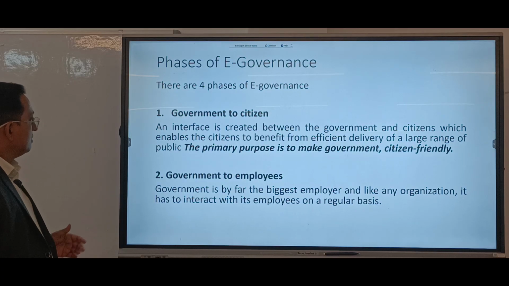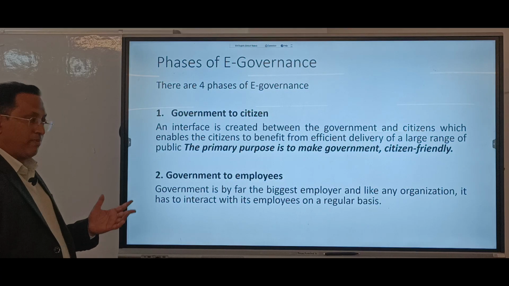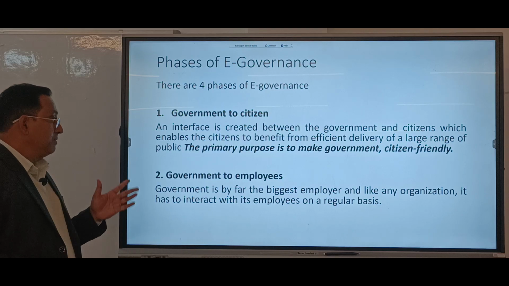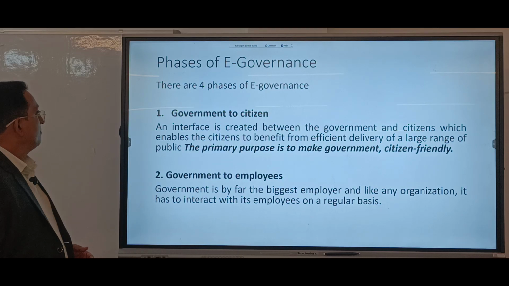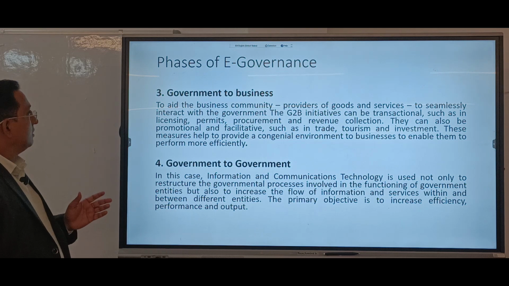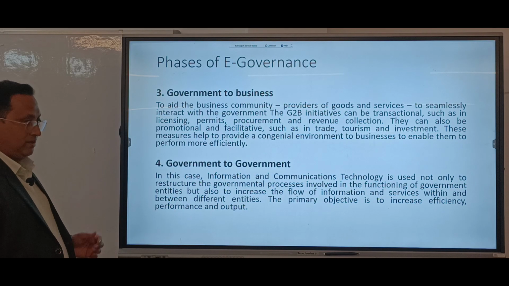The second phase is government to employees. Government is by far the biggest employer, and like any organization, it has to interact with its employees on a regular basis. The third phase is government to business, to aid the business community, providers of goods and services, to seamlessly interact with the government.